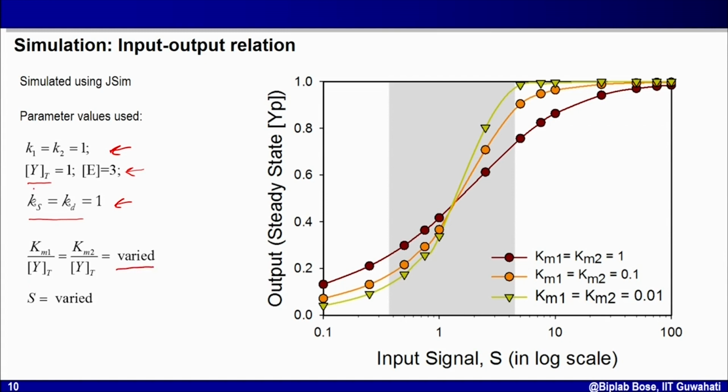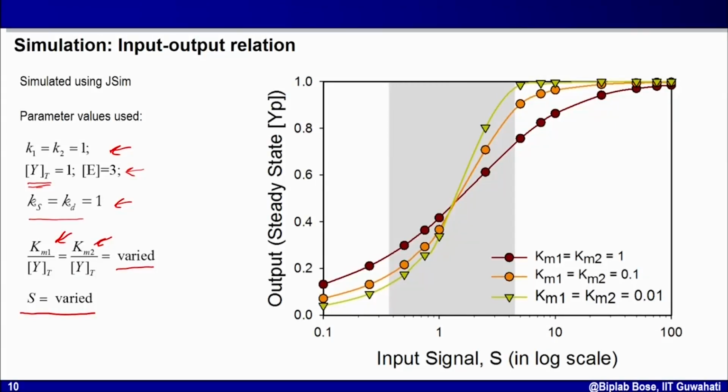Now if I keep Yt constant at 1, then essentially I have varied this Km2 and Km1, and I have varied this S. I have taken different values of S from 0.1 to 10, 50, something like that. So as I vary S, my input signal, I measure the steady state value of Yp, the output, using JSIM simulation. And then I have made this plot as shown here.